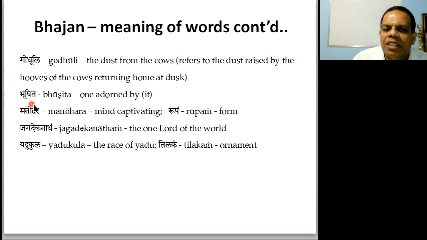Bhushita means one who is adorned, who is decorated. So Krishna is supposed to be decorated with that, with the dust from the feet of the cows. Manohara.